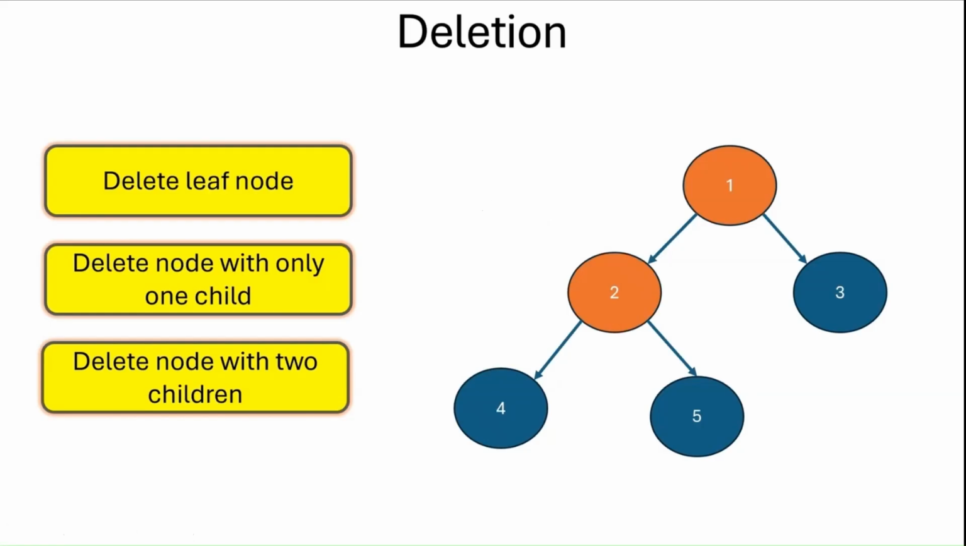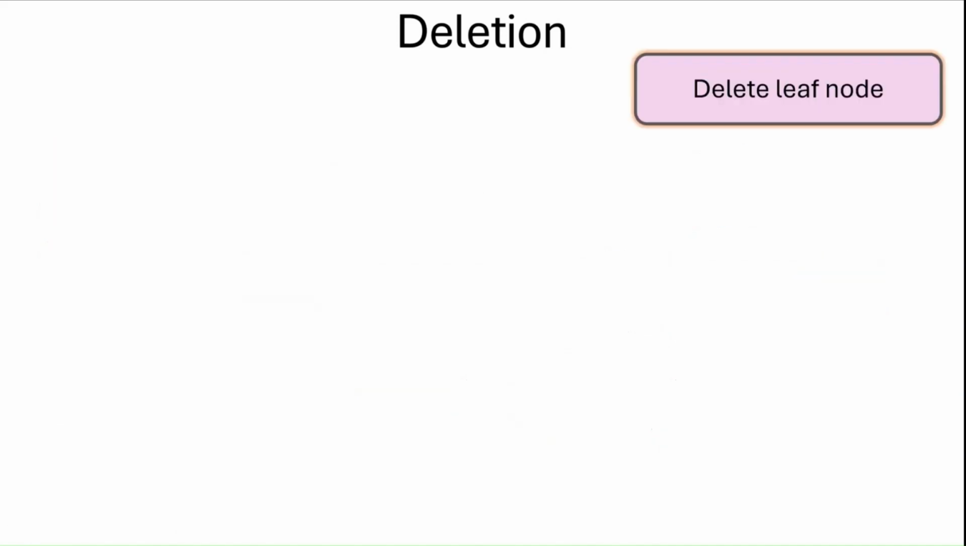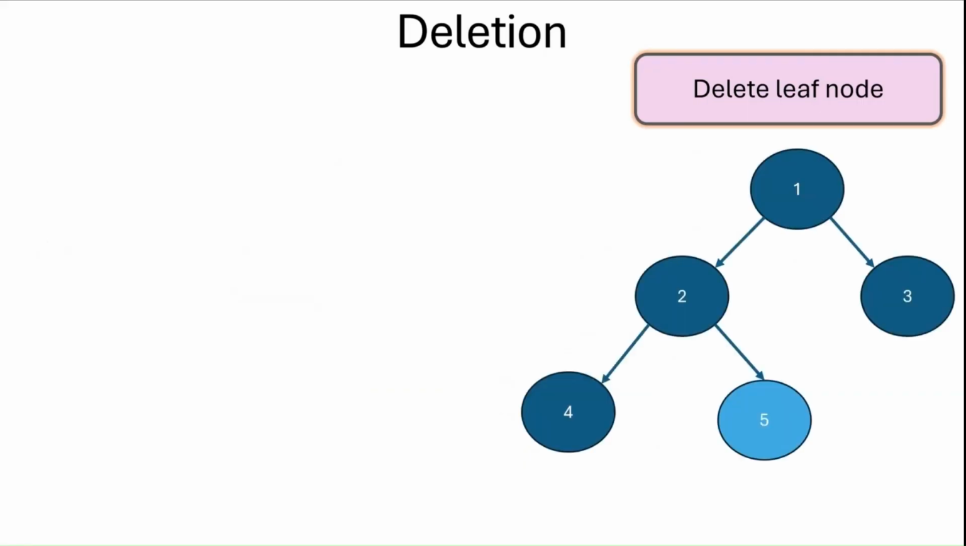So let's understand the deletion logic for each case. The first case is the node which we are deleting is a leaf node. For example, if this is our binary tree and we want to delete a node with key 5. So we will delete that leaf node directly, and if that leaf node is a right child of its parent, then assign null to the right child of that parent. If the deleted node is a left child of the parent, then assign null to the left child of the parent. Let's understand with the code.